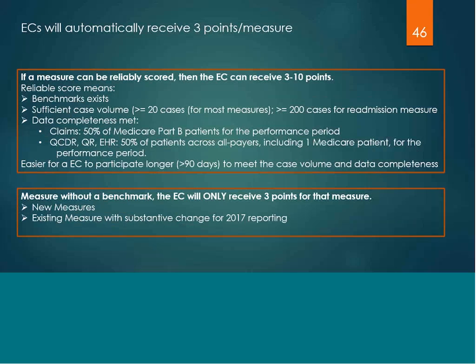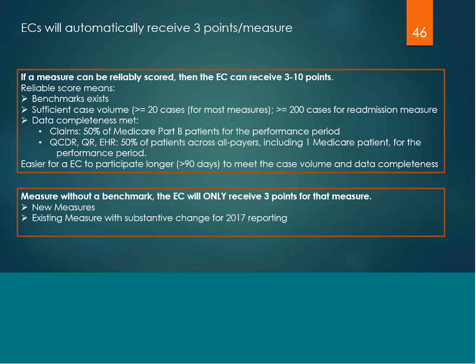You will automatically receive 3 points per quality measure. Now, it is possible that you can be scored and receive anywhere between 3 and 10 points for a quality measure if it can be reliably scored. This is where the benchmarks come into play.